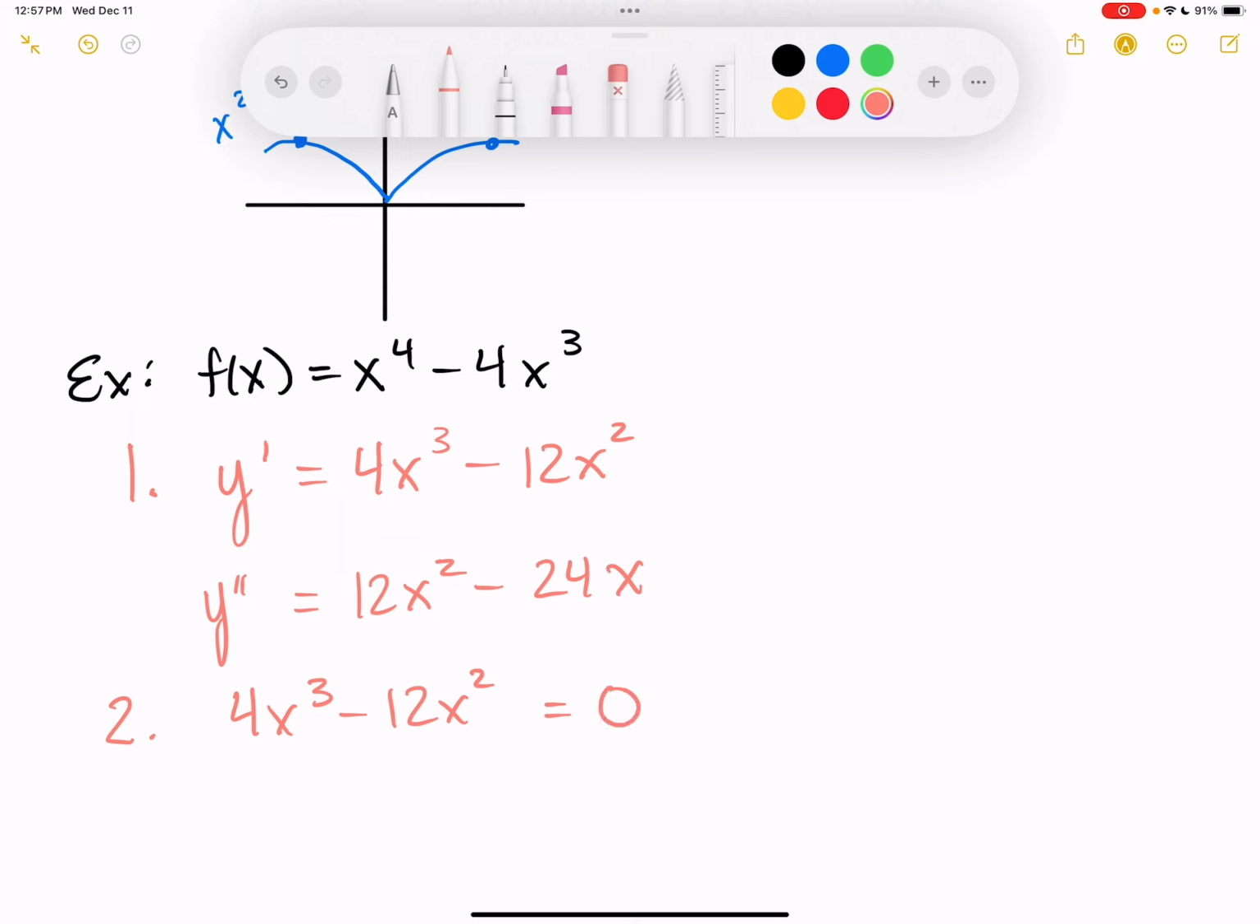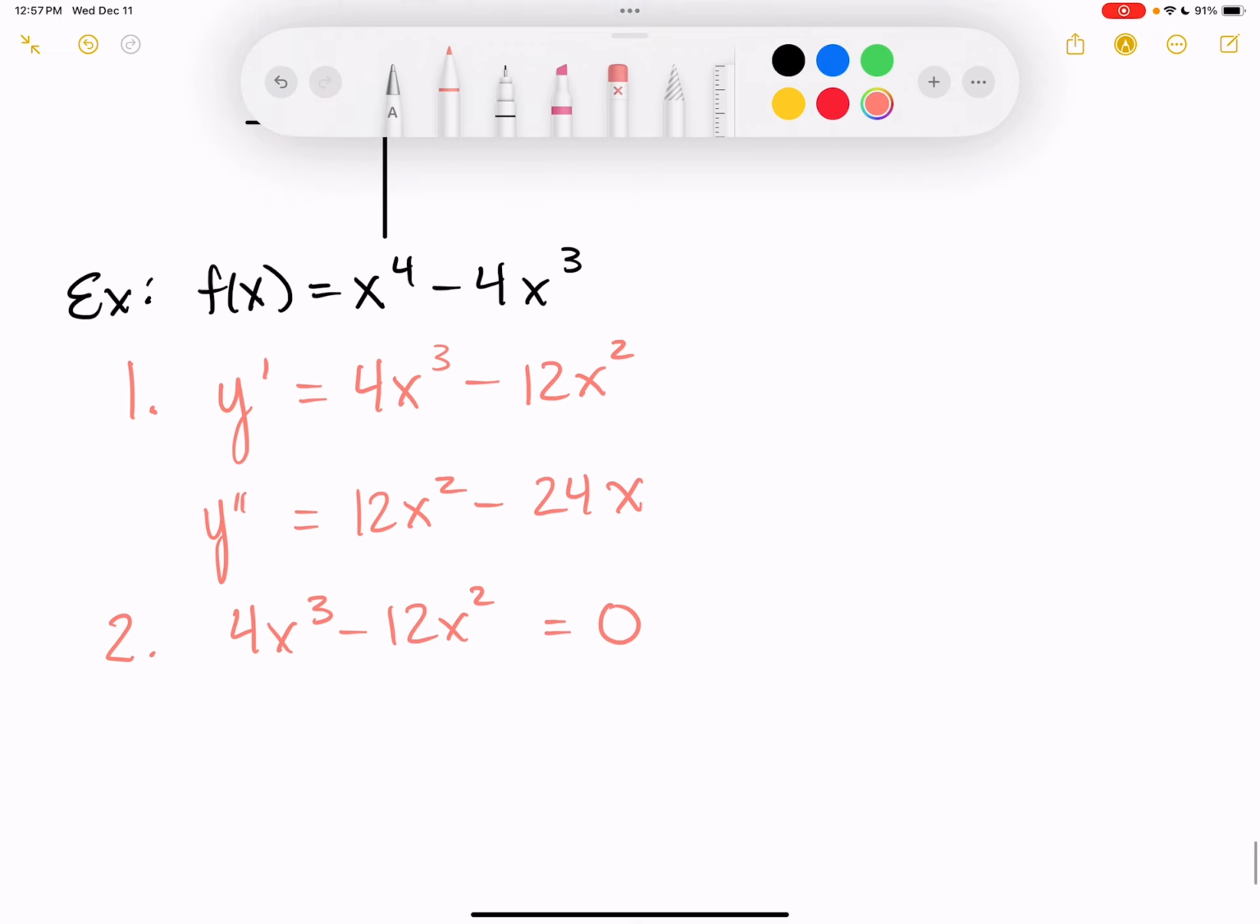How do I solve? Basic algebra now. So we can pull out a 4x squared. Yep. And that leaves me with x minus 3. So x equals what? 0 and 3. So these are the 2 points that I'm going to be looking at.